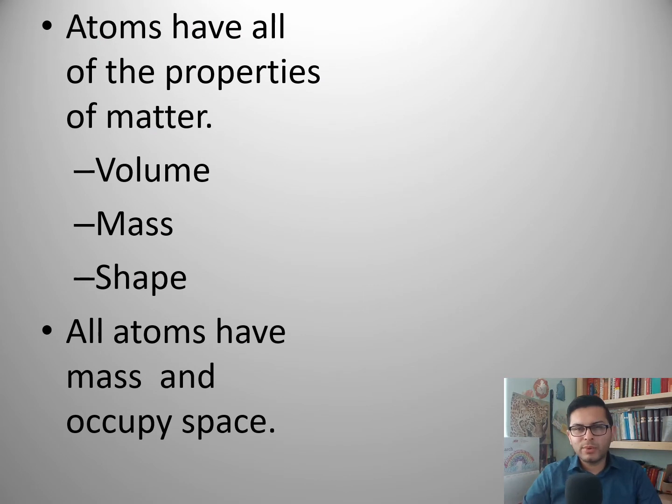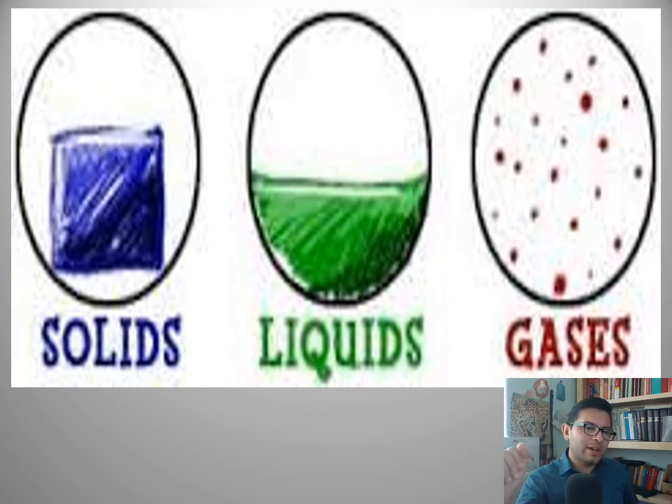Now, it may not surprise you, but being that atoms are the smallest part of matter, they all have the same properties of matter. They all have a volume, they all have a mass, and they actually all have a shape to them as well. And we are back to the states of matter. We have solids, liquids, and gases, and we're going to talk about how they are the same, how they are different, and what they actually mean.